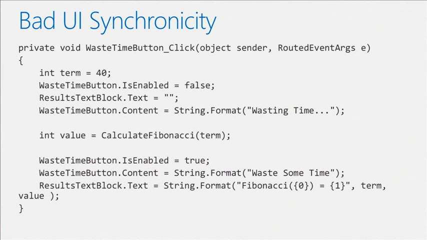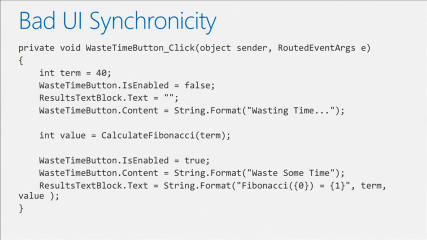So here's an example of some bad UI synchronicity. What the developer is trying to do here is he has a button that normally says "waste some time," and when you click it, he wants to disable that button, clear some text block, and change the button's text to say "wasting time." And then he wants to run this long-running Fibonacci algorithm. And then when it's done, he wants to set the button to be enabled again, put a result value in the text block, and change the button's text back to normal.